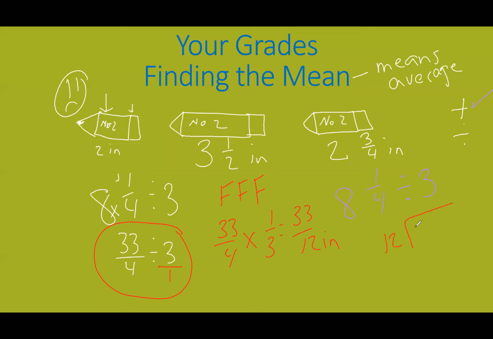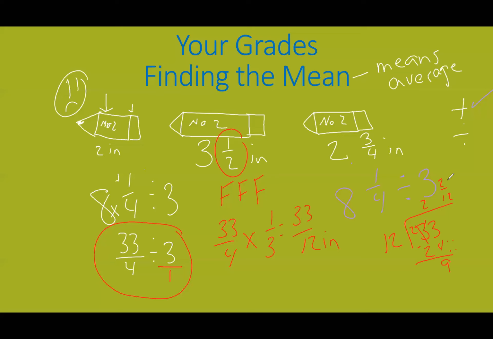12 goes into 33. I'm going to say 2, right? Because that's 24. And let me regroup. 13, 12, 11, 10, 9. And so 2 9/12. I can leave it as a fraction because they've got fractions here. And when we're talking about inches, we're allowed to have fractions. But if you wanted to keep going and you wanted to turn it into a decimal, that's okay too.